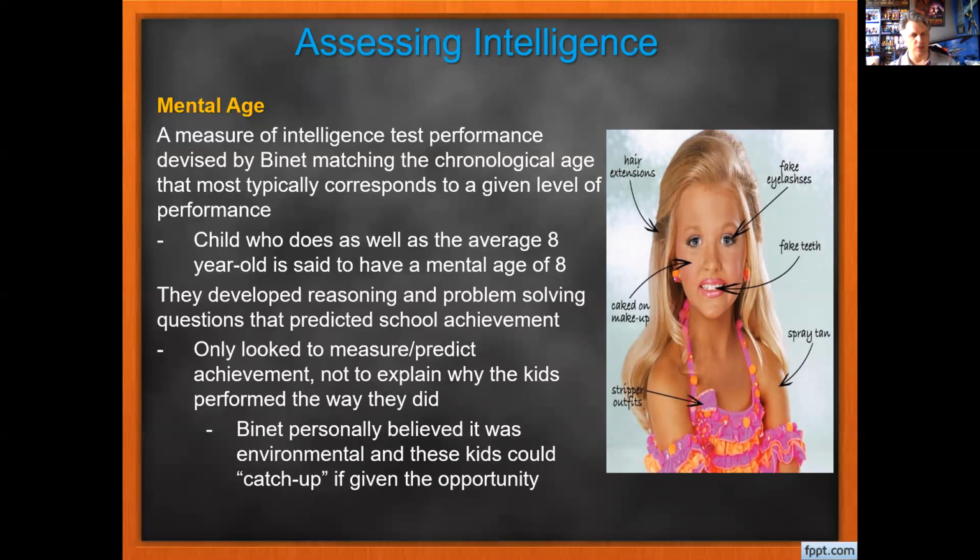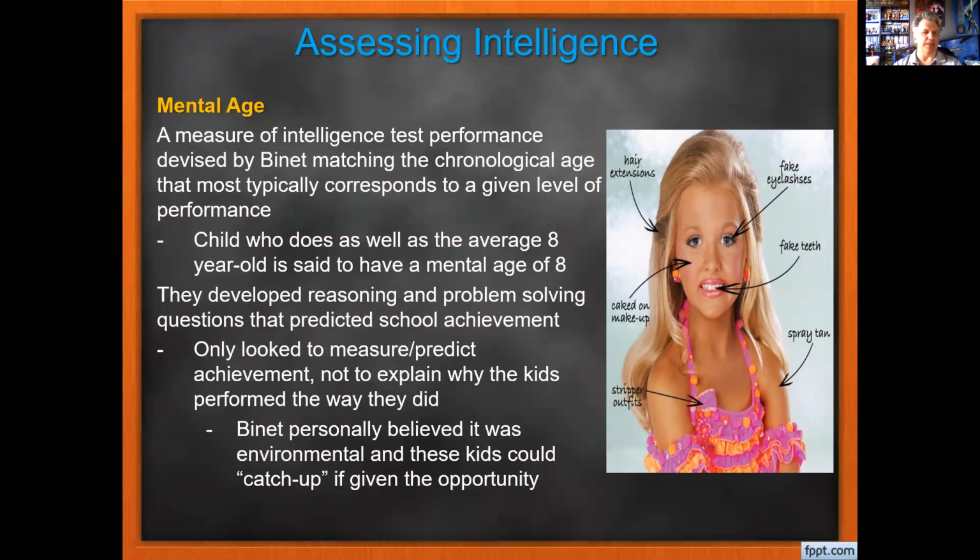You know what an 8-year-old is supposed to know. If I'm a 10-year-old, but I only know what an 8-year-old knows, I'm a little bit slower. But if I'm a 10-year-old and I know everything a 12-year-old is supposed to know, I'm a little bit advanced. So there had to be some reasoning and problem-solving questions, all of these things that could predict school achievement. What is your ability down the road, an aptitude test? And again, he's only looking to measure and predict achievement, not explaining why you are what you are or how you got there, but simply, this is who you are going forward.